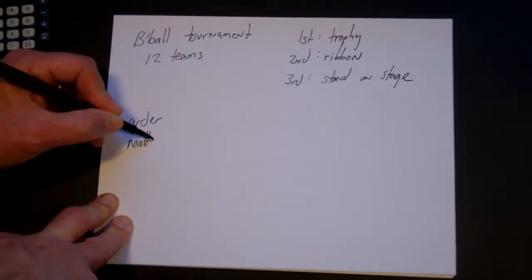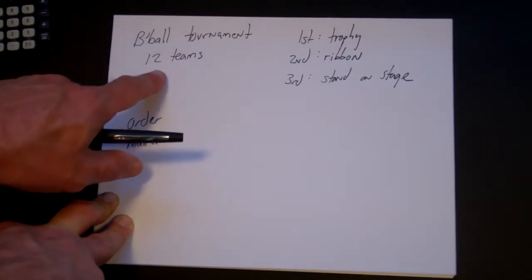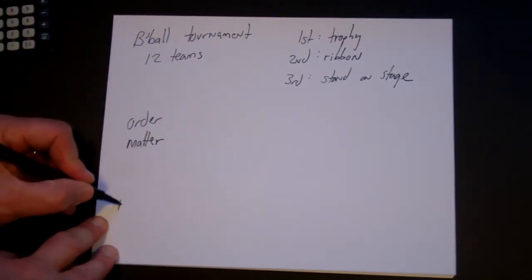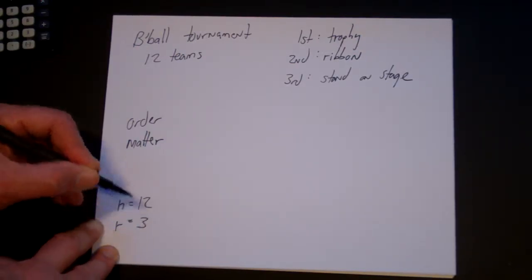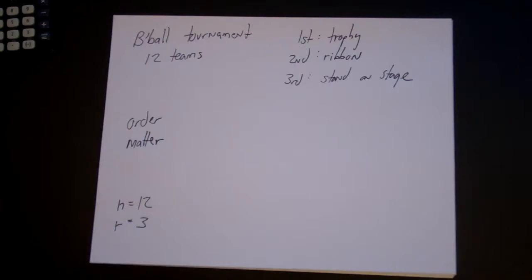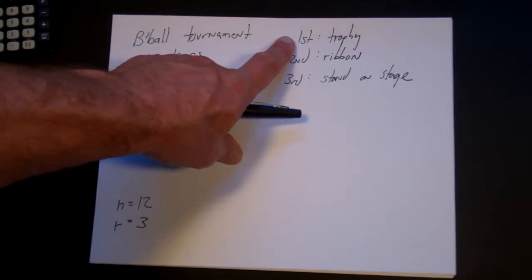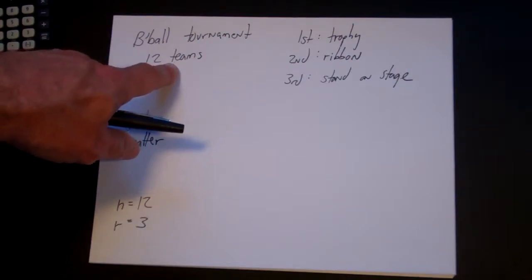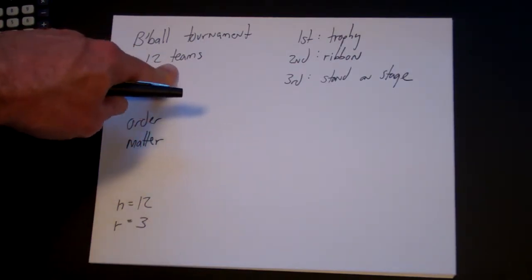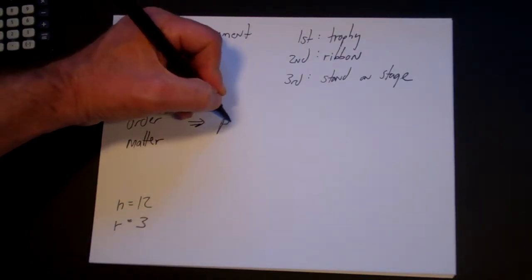Does this fit our example of N objects taken R at a time? Yes, N is 12. That's the larger group. And from that, we're going to choose 3 people. Now, we're not choosing who wins. What we're asking is how many different ways can you come out with first, second, and third place from 12 teams? How many different outcomes are possible? Since order matters, this is called a permutation.